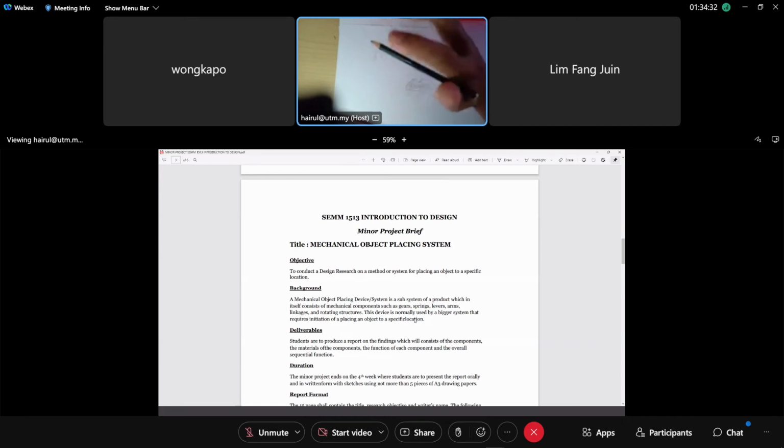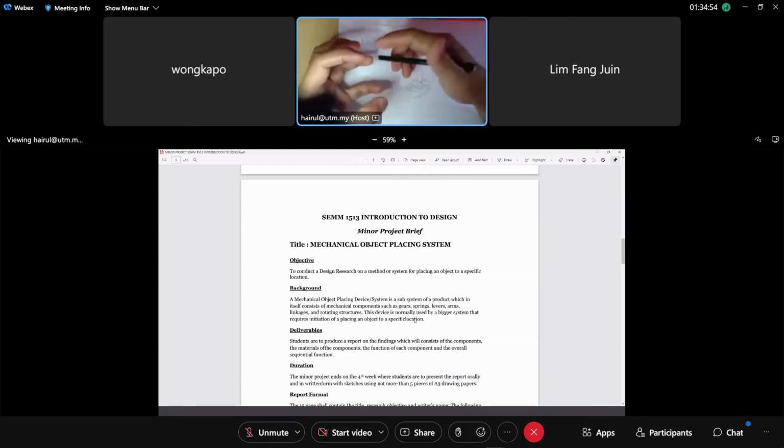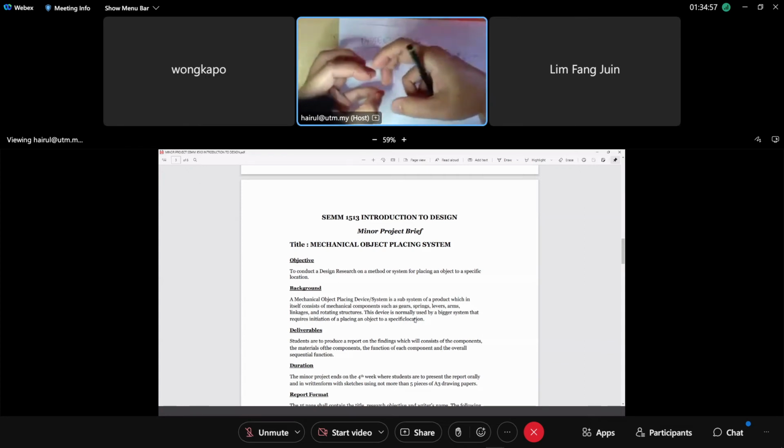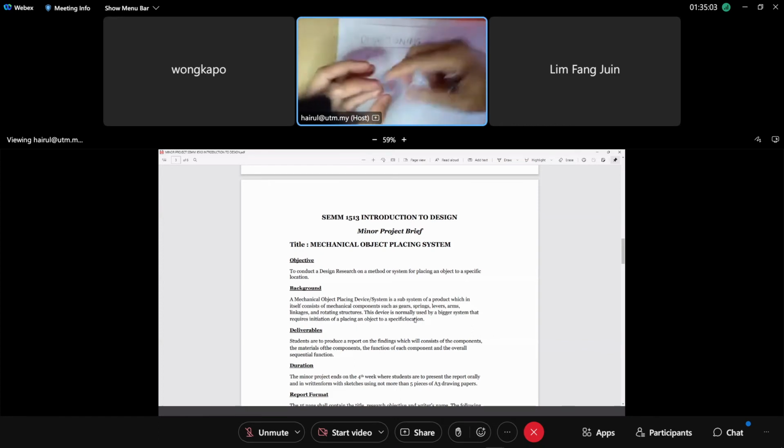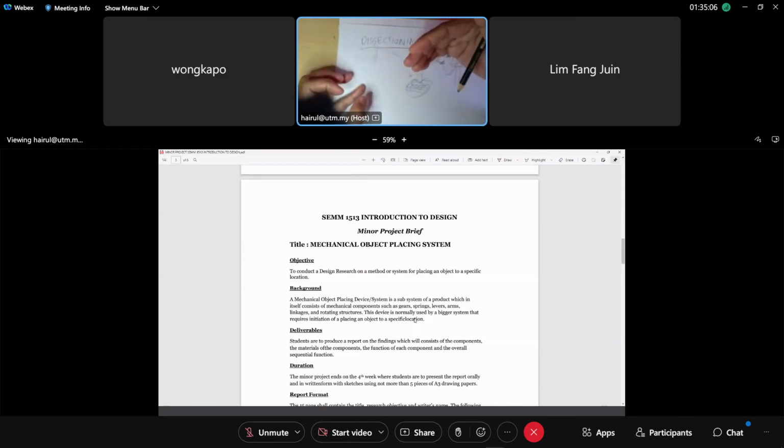I can say it is almost compulsory because the word is dissection, guys. Minor project, dissectioning. What do you mean by dissection? Dissection means, what do you call it in English? You have to get the actual product. You have to do dissection. You have to dismantle it. You study the parts, how the mechanical components connect, how the mechanism works, and why you claim it to be a timing device. For example, this object placing system, you can get the actual product.